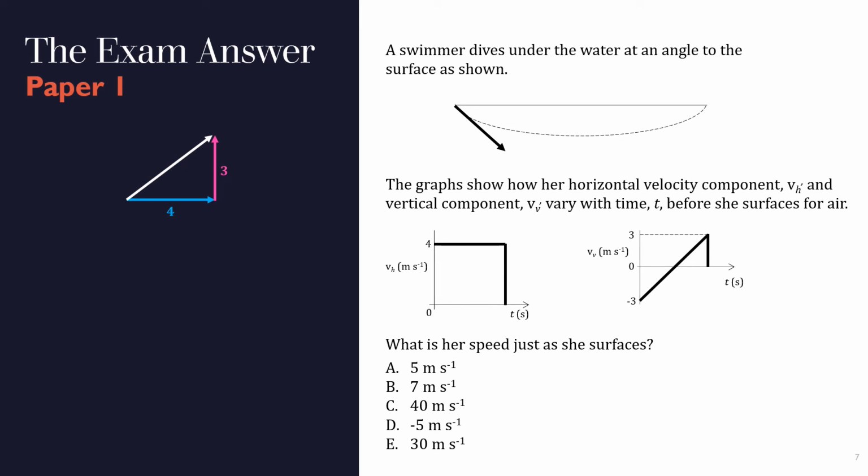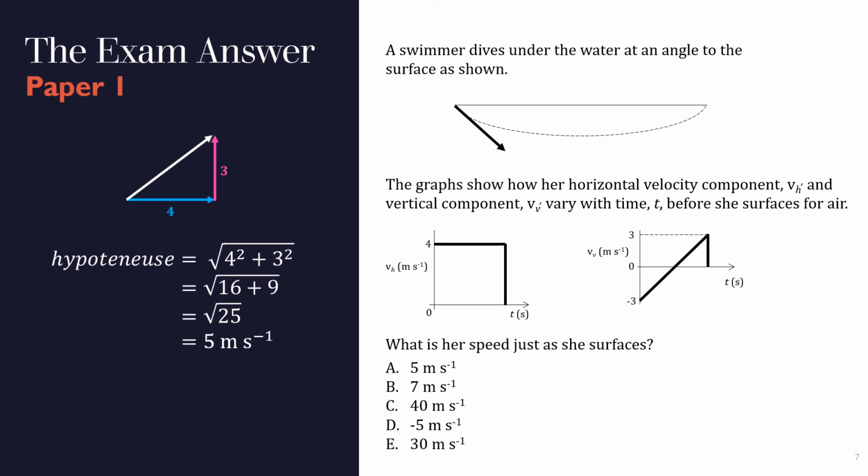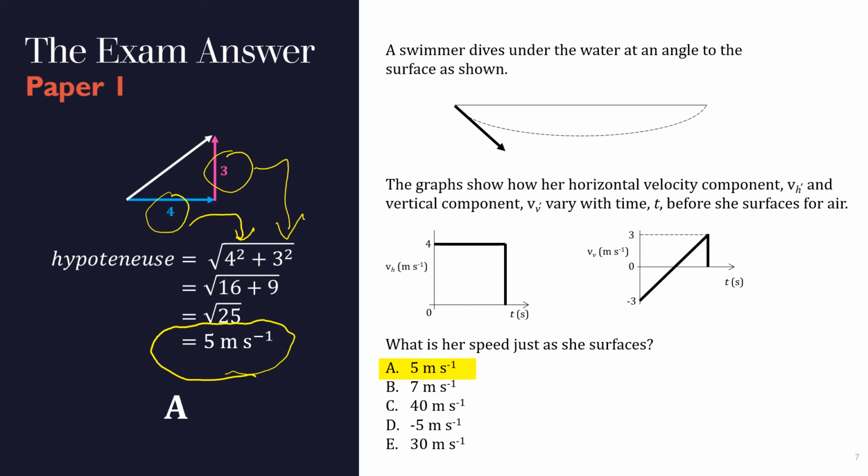Here we have our triangle again, and here it is with the values plugged in. So we can see that it's 4 squared plus 3 squared, which gives us 16 plus 9, which is 25. And the square root of 25 comes out at 5 meters per second. So we have our answer. Our answer quite clearly is answer A.